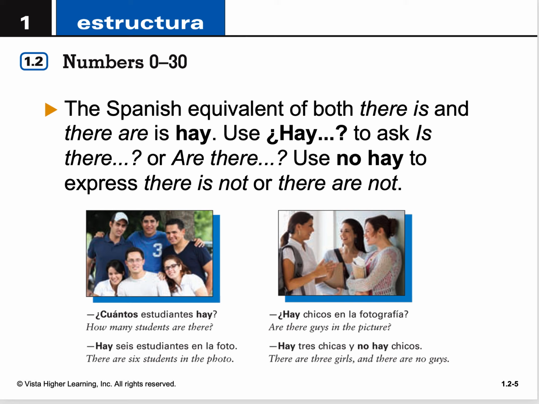So, ¿cuántos estudiantes hay? How many students are there? ¿Hay chicos en la fotografía? Are there guys in the picture? So hay is pronounced with the AY sound, not the HAY sound. And that is the end of this grammar lecture.